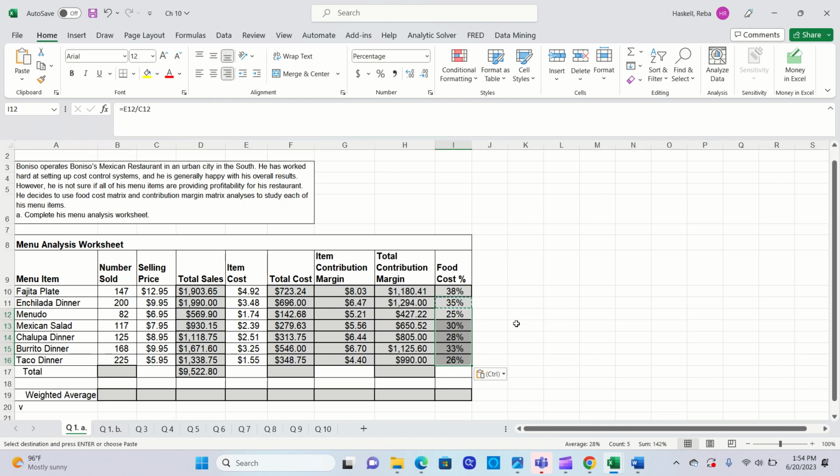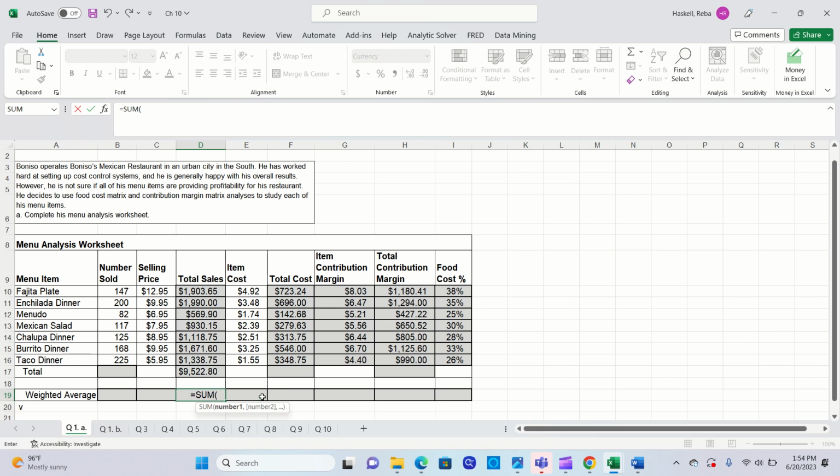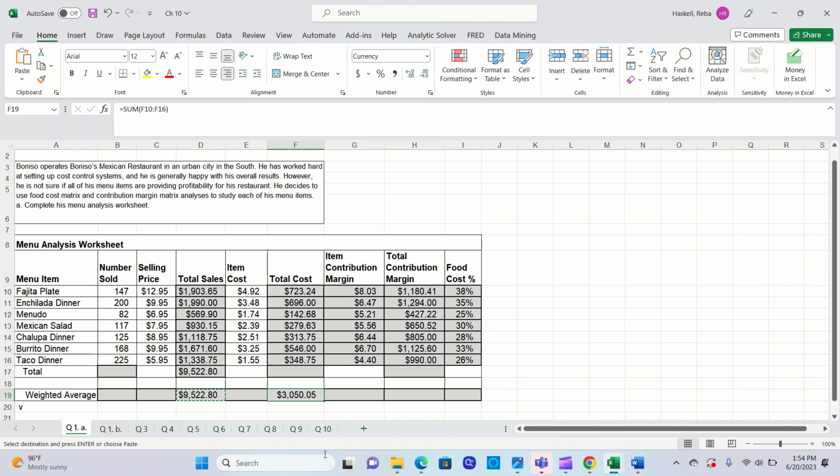So how are we going to get our weighted average? Let's add up our total sales, which we'd already done on the total, but we'll do it again. Let's add up our total cost, and we can copy this here. So our total cost and our total contribution margin. If we want to get our food cost percentage, we take our total cost and divide that by our total sales.